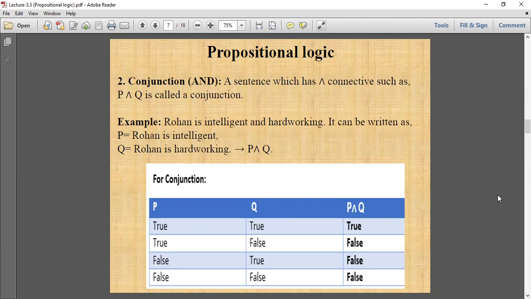Now conjunction, and you can represent it as AND. A sentence which has an and connective such as P and Q is called a conjunction. For example, Rohan is intelligent, Rohan is hardworking. So P and Q, Rohan is intelligent and hardworking. So P is true, Q true, so P and Q also true. P true, Q false, so P and Q false. P false, Q true, so P and Q also false. P false, Q false, P and Q also false.